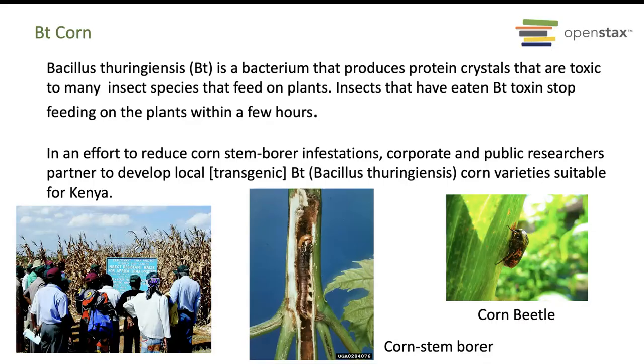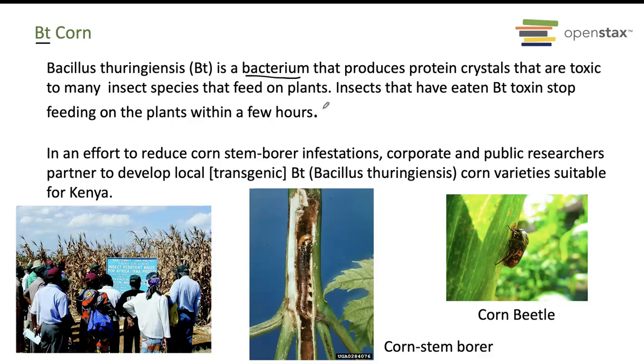This is the BT corn. It's called BT corn because BT stands for Bacillus thuringiensis, which is a bacterium that produces these protein crystals that are toxic to many insect species that feed on plants. So the bacteria is making this crystal. It's toxic to bugs. The insects that have eaten BT toxins stop feeding on plants within a few hours. So it's a very useful protein that will stop bugs from eating plants.